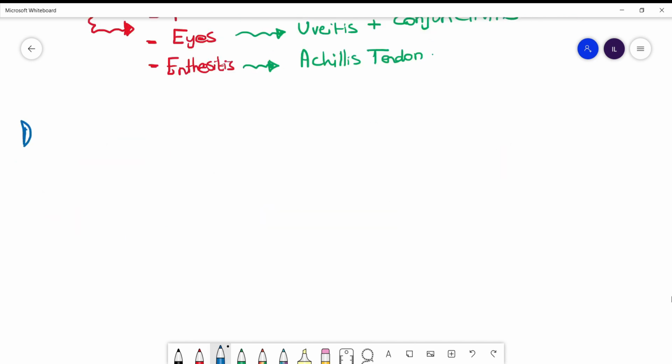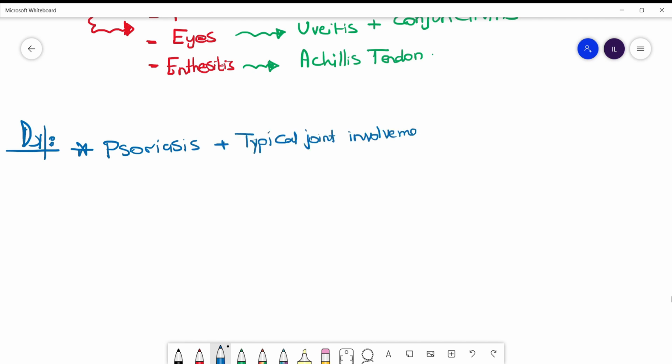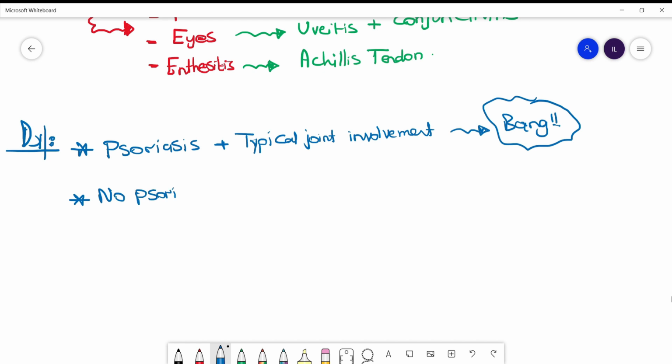Now let's talk about diagnosis. So if the patient presents with psoriasis and they have typical features of the arthritis, as we talked about, back pain and distal interphalangeal joints, then that's enough for diagnosing psoriatic arthritis, and you don't need to do anything else.